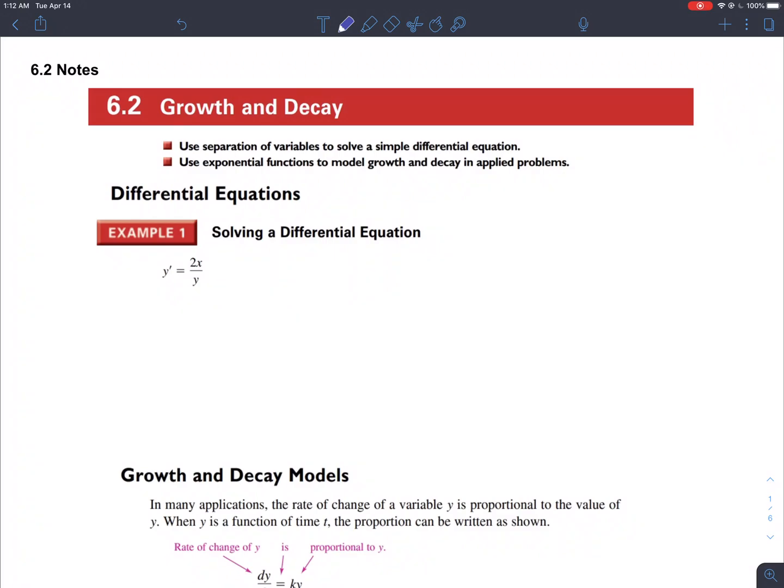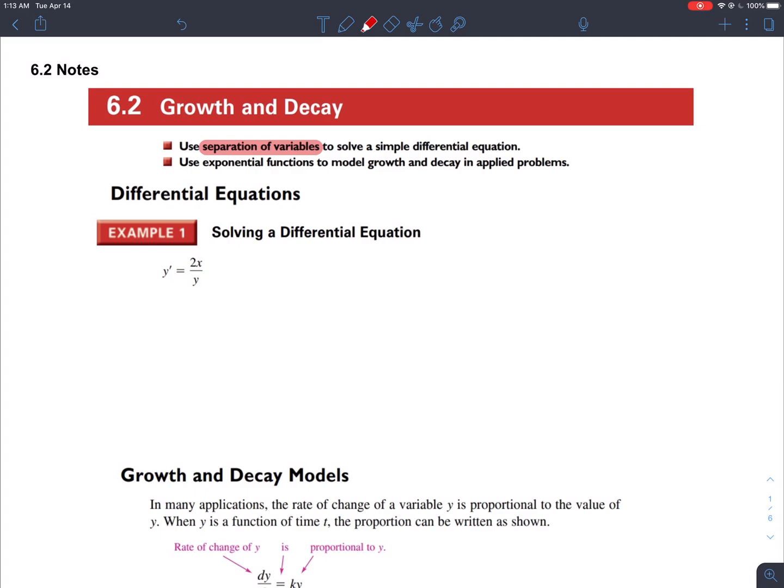In this section, we'll be discussing growth and decay. In particular, we're going to use separation of variables, which is a topic that we discussed a little bit in the last section, and we're going to discuss in even more detail in section 6.3. We're going to use separation of variables to solve a simple differential equation, and then we're going to apply that solution to multiple examples of exponential growth and decay. All right, let's jump in.